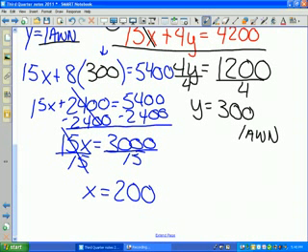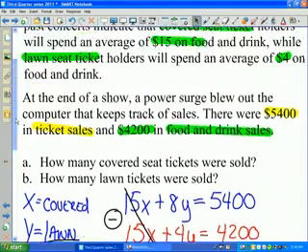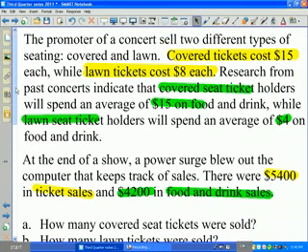So what does x equals 200 mean? It means that they sold 200 of those covered seats. So for a total of 500 tickets being sold, we had 300 that were lawn seats and 200 that were covered seats.